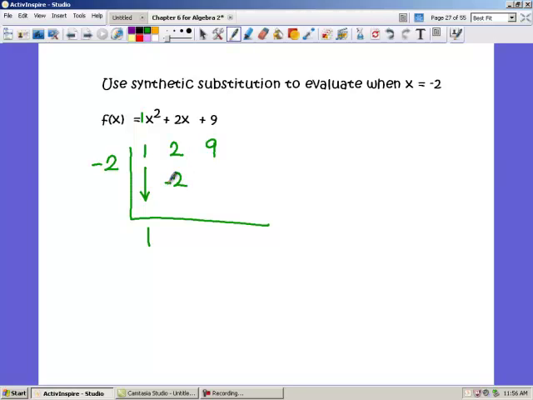So 2 plus -2 is 0. And then multiply again. So 0 times -2 is 0. And then add again. 9 plus 0 is 9. And whatever answer you end up with at the very last spot is your answer. Which, yes, that's the answer we got in the previous slide. So I'm going to leave it up to you, whichever method you think is easier. Go ahead and do that for your homework, regardless of what the directions ask you for.